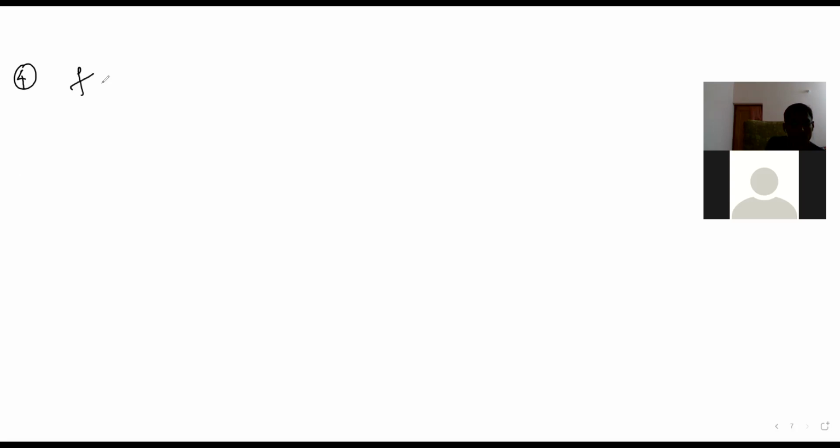Here, to avoid confusion between f and g, I will take the function as p of x into q of x. These are two functions. A practical example is f of x equal to x sin x. Here x is one function and sin x is another function. How do you differentiate this, x into sin x?